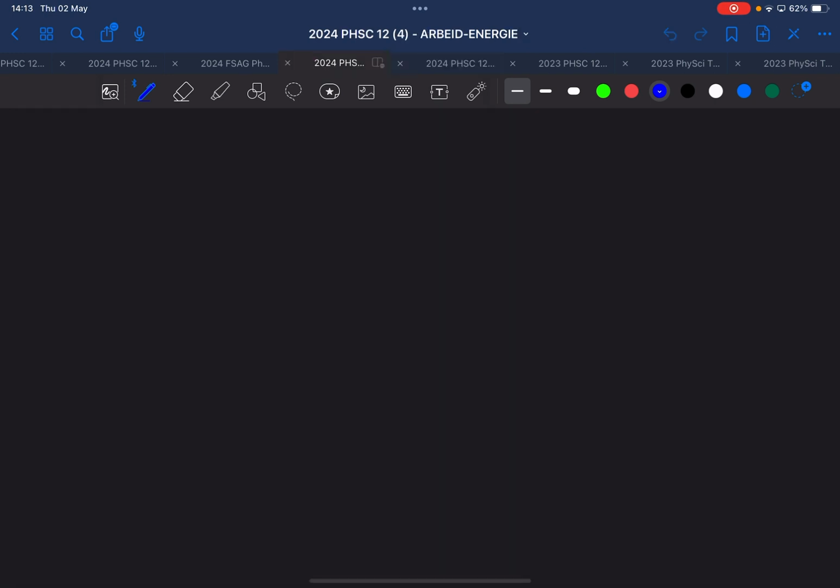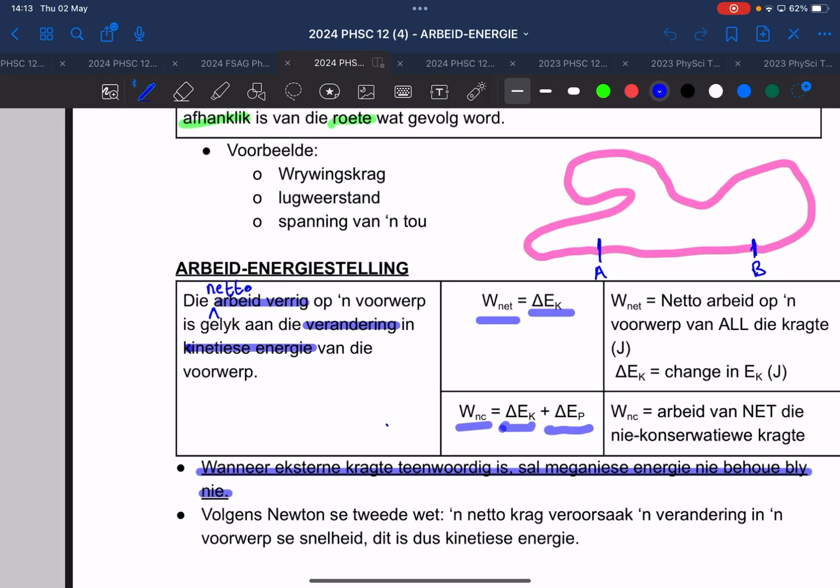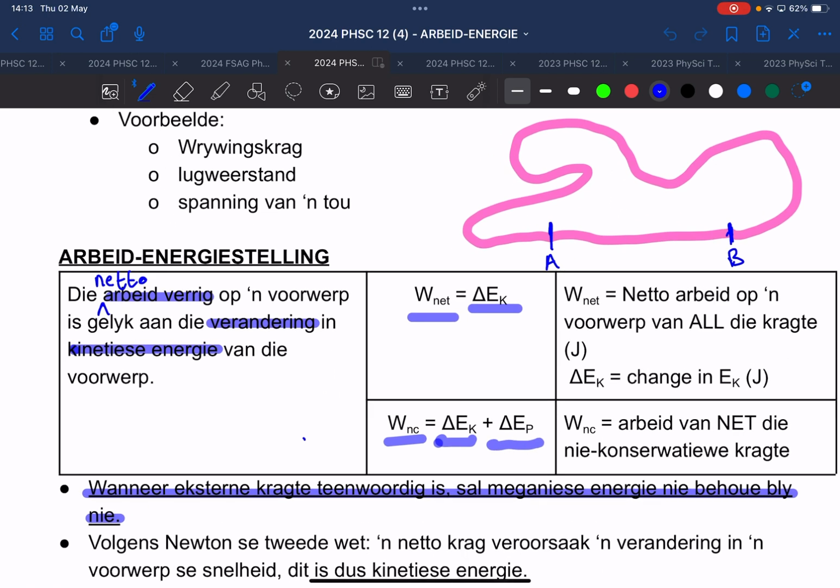Okay, this is the Afrikaans one. The net work done on an object is equal to the change in the kinetic energy of the object.